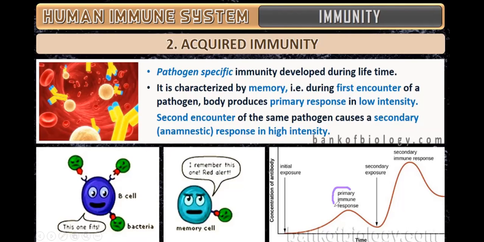So this is the primary immune response. Then suppose it is recalled. Again, there is an attack of the same bacteria, and it will produce a secondary immune response. The secondary immune response is also known as the anamnestic response. It is of high intensity.